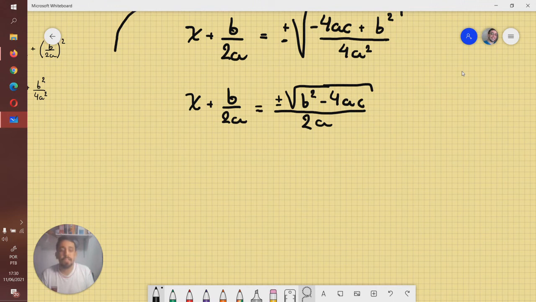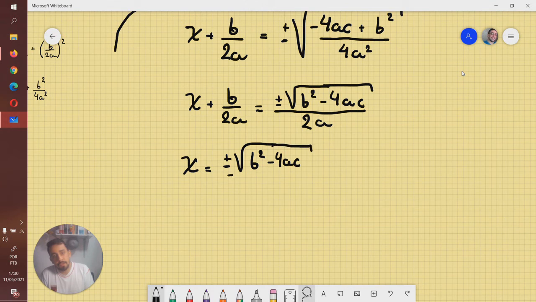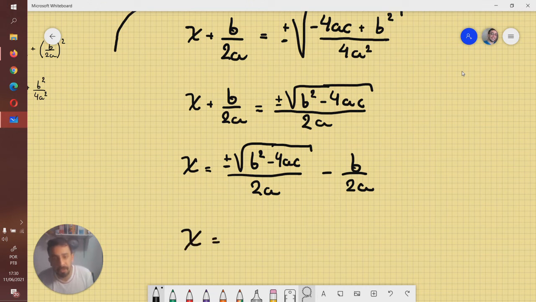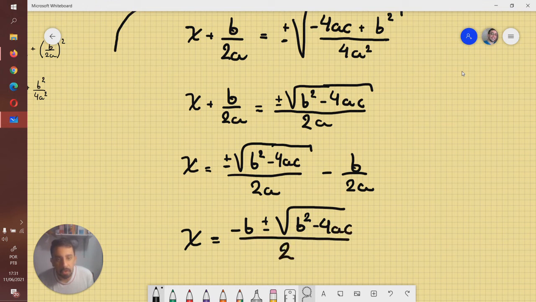What we're going to do is finally isolating the x. How? Getting this b over 2a to the right side. So I have there the square root of b squared minus 4ac divided by 2a minus b over 2a. Ooh, we have a common denominator. We can join everything. Finally, our formula will be negative b plus or minus the square root of b squared minus 4ac over 2a.